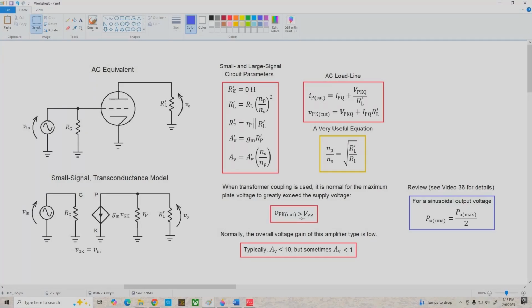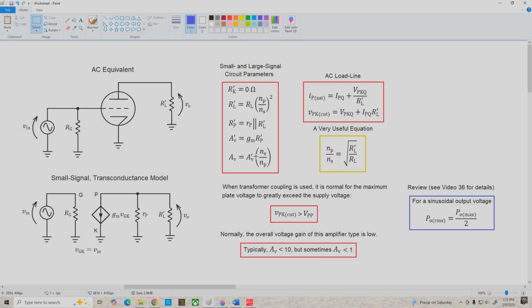Now, it's pretty easy to understand how this can happen if we come up and look at our equations for a second. Remember, VPK cutoff is VPKQ plus IPQ times R prime L. VPKQ for this circuit is usually VPP. It's the supply voltage, and because R prime L can be very large, it's equal to NP over NS squared times RL, this term can be very large as well. So overall, that can give us a pretty big value for VPK cutoff.